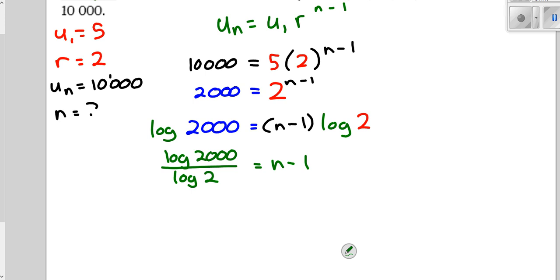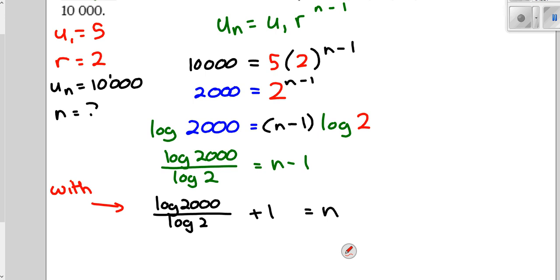Okay, because that would be pretty mean to expect you to then separate this out into log brackets 2 times 10 cubed, and then rewrite that as log 2 plus 3 log 10, in which case it might not really simplify that much anyway. So you'd be forced at some point to use calculator. So I think we'll do this one with calc. Log 2000 over log 2, and then plus 1 equals n.